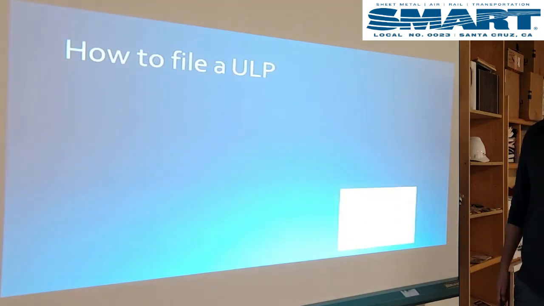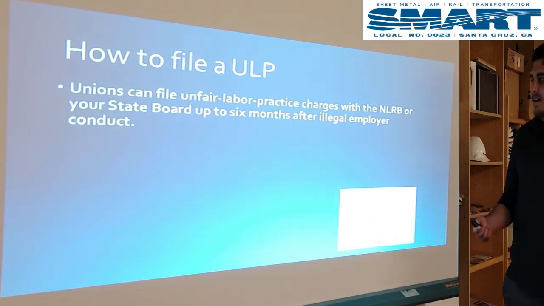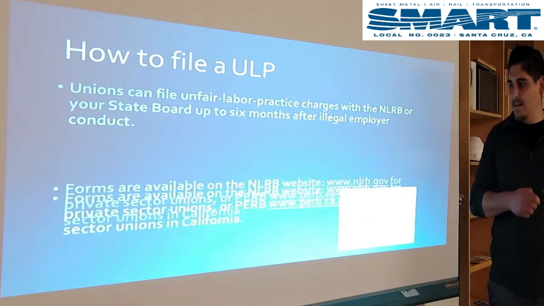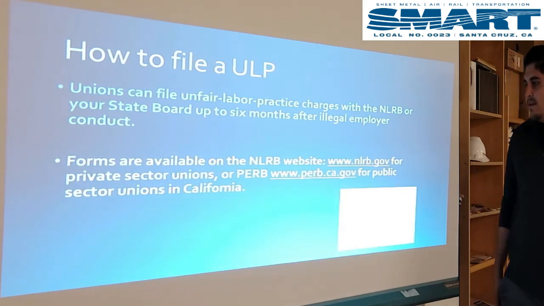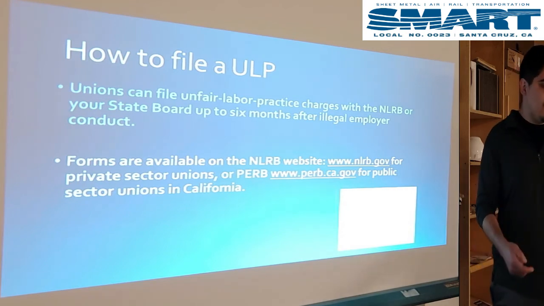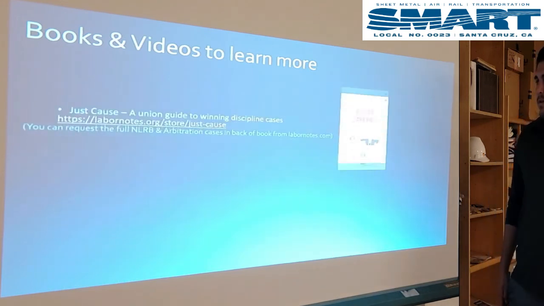So how do you file a ULP? Unions can file an unfair labor practice charge with the NLRB or your state board, which is for us PERB, up to 6 months after illegal employer conduct. Forms are available on the NLRB website, nlrb.gov, for private sector unions only, or PERB, perb.ca.gov for public sector unions in California. That's us.